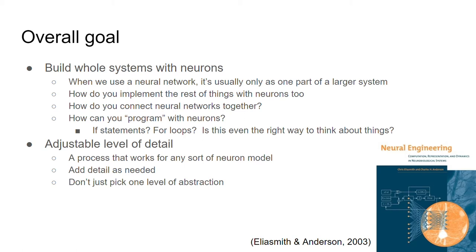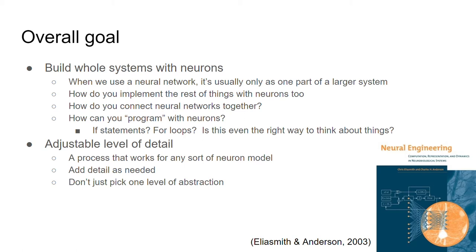Something along those lines is, how do you program with neurons? When we're building larger systems, as programmers we're used to having if statements and for loops. In programming, you not only have functions, you also have control flow like if statements and for loops. Everything we've talked about so far with neural networks looks an awful lot like a function, but we still need to know how to connect these things together. Are if statements and for loops the right way to think about things, or is there some other, better way?